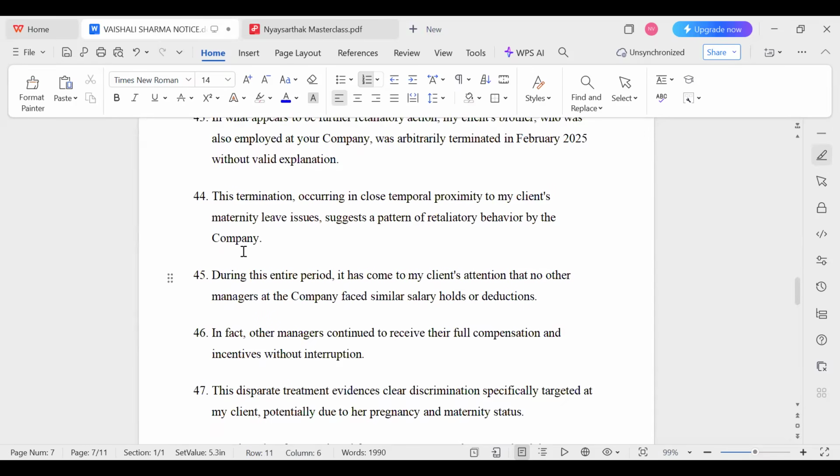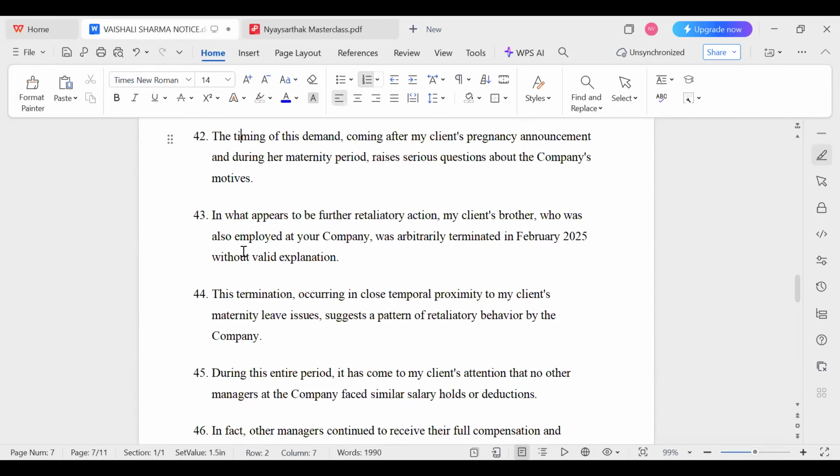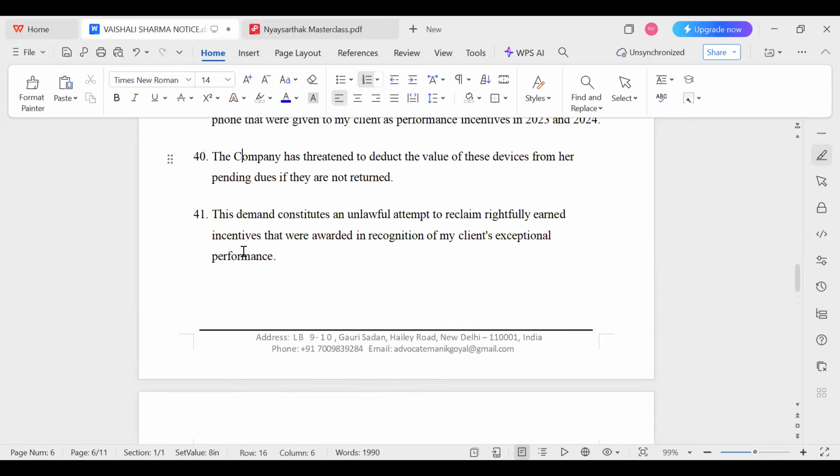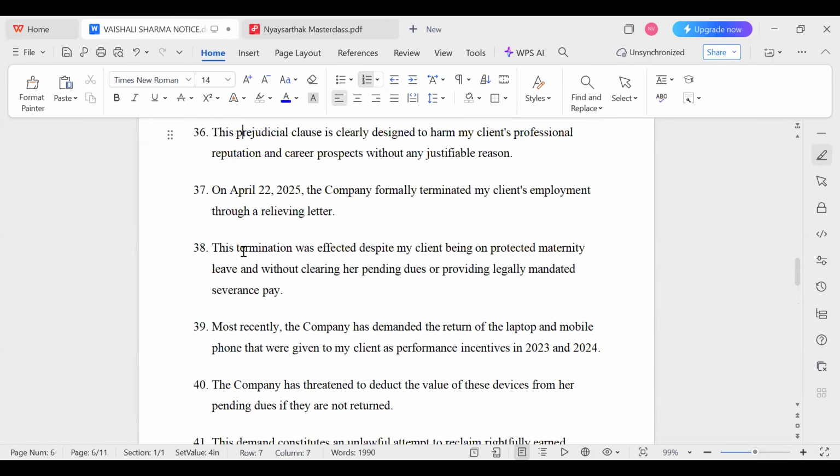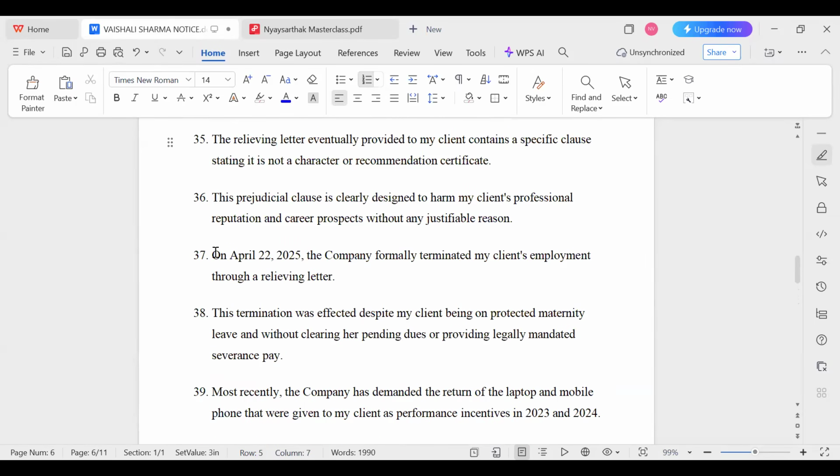As you can see, we are done with the facts of the case. I will give you the context at the last. It is written that on April 22, 2025, the company formally terminated my client's employment through a leaving letter. So our client was terminated by the other party.